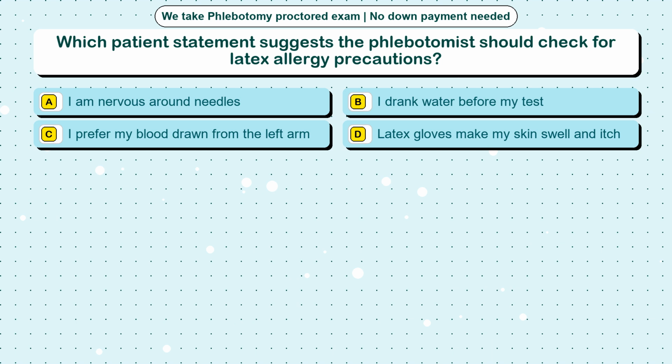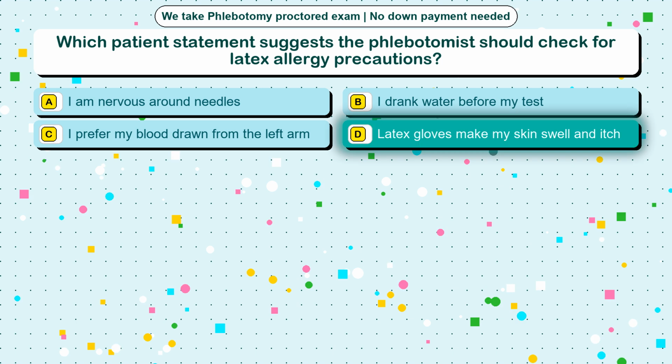Question 98. Which patient statement suggests the phlebotomist should check for latex allergy precautions? Option A. I am nervous around needles. Option B. I drank water before my test. Option C. I prefer my blood drawn from the left arm. Option D. Latex gloves make my skin swell and itch. The correct answer is option D.